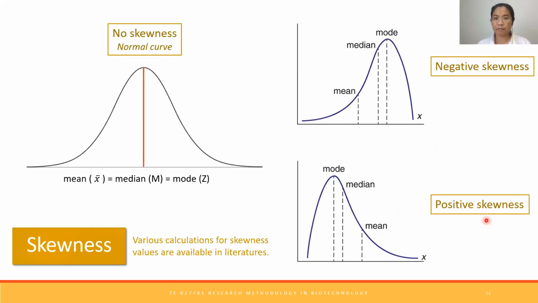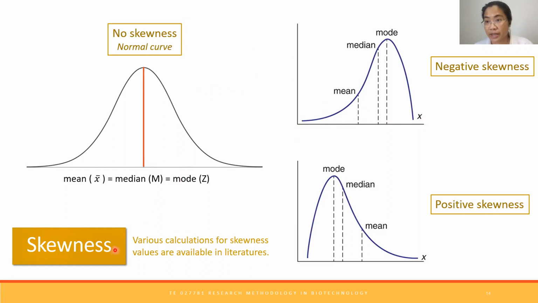Let's see skewness first. As you can see, if the curve is symmetrical, there's no skewness, just like the normal curve. So you have the mean, median, and mode at the same point. The average is in the middle, and the middle data is also in the middle, and the most frequent value is also in the middle. Normally with this type of curve, the plot is between the number of data, here, and the value of the data, here. So it's the frequency of the data and the value of the data.